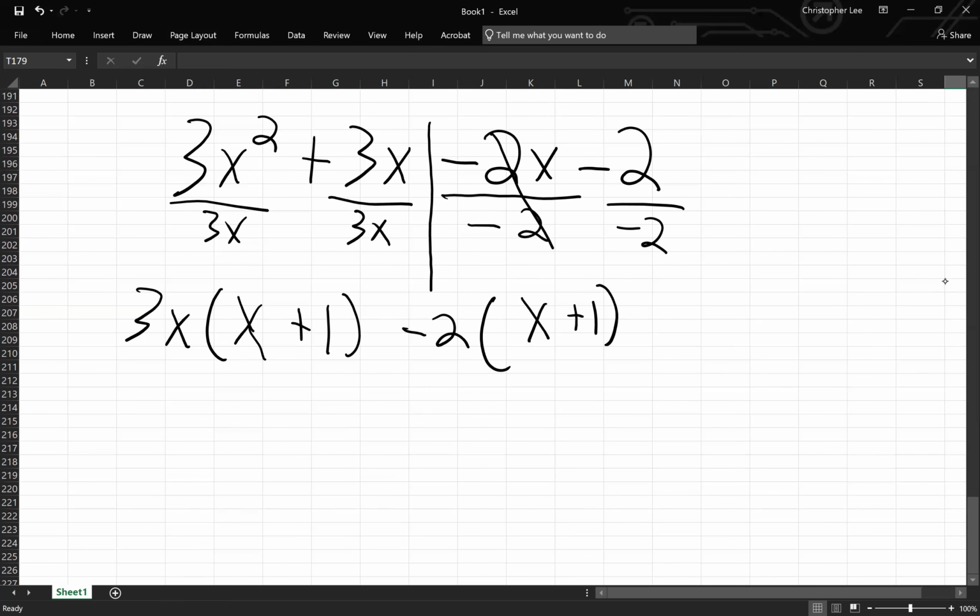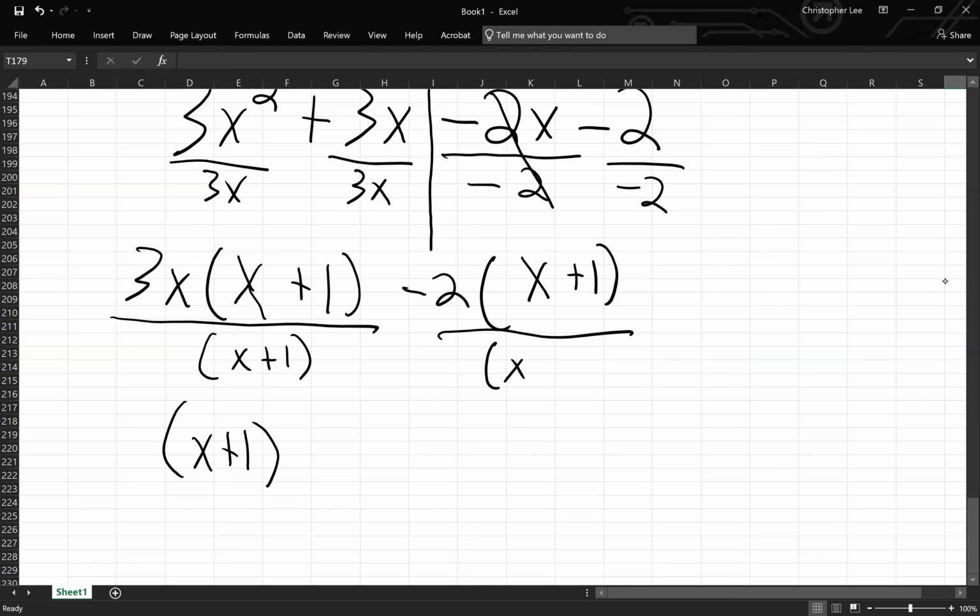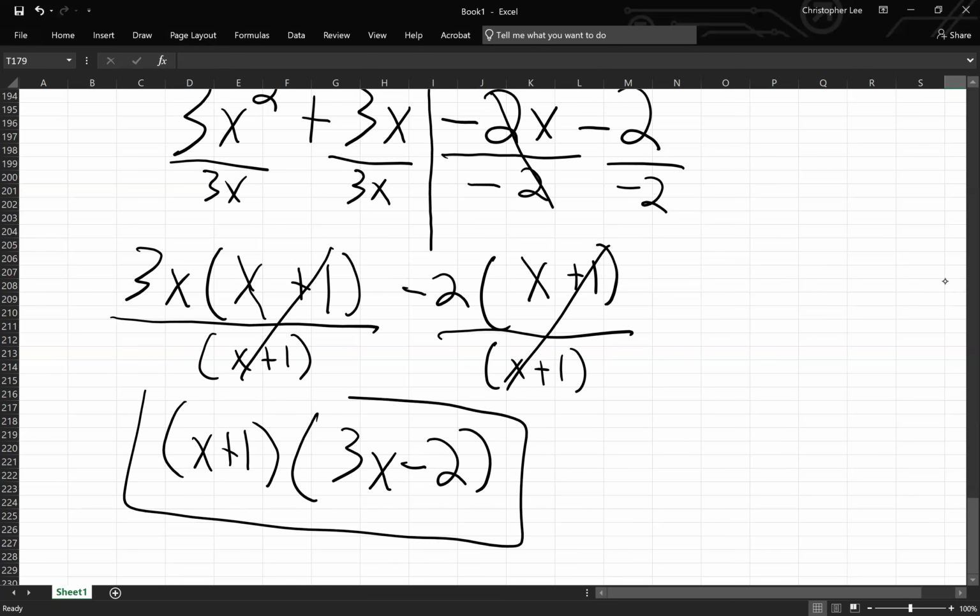So now you can factor out the greatest common factor one more time. They both have x plus 1 in common. So I'm going to factor out an x plus 1. When you factor out the x plus 1, let's see what's left over. I have 3x minus 2. And that's it. Those are my factors. That's one option that we have.